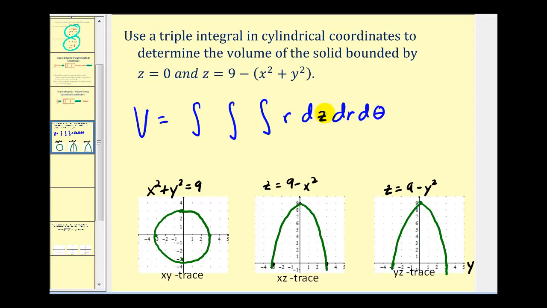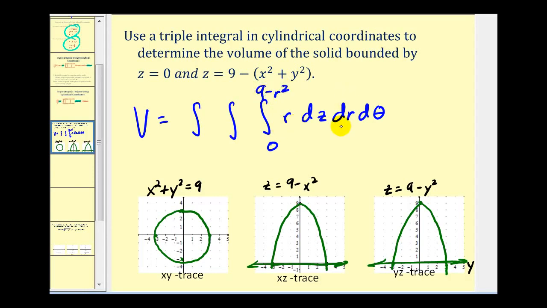So we'll start by determining the limits of integration for z. And for the xz and the yz trace, I might as well go ahead and graph z equals 0 here and here. So we can see that z starts at 0, and then the upper limit of integration with respect to z, which must be expressed in terms of r and theta, would be determined by these two parabolas here, which were slices of z equals 9 minus x squared plus y squared. And since x squared plus y squared is equal to r squared, we'd have 9 minus r squared for our upper limit of integration for z.